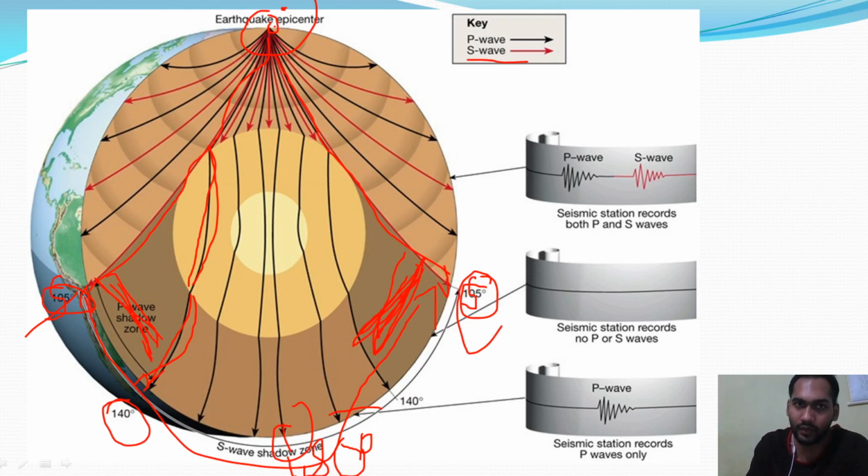From the source it is 0 degree, then the angular distance is 103 here, then 140 or 143 here. Similarly on either side, you can take 103 to 143 or 105 to 143. And for S wave, that is 103 to 103 or 105 to 105 on either side. Okay, so this is the concept of shadow zone. So this is the last part.